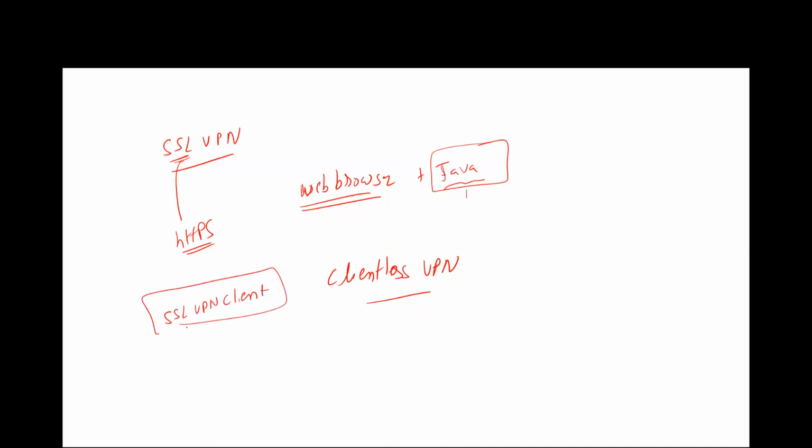They started giving you SSL VPN client, which contains the web browser component as well as the Java, because your web browser on the PC is not supporting Java directly. So now they have given you a new software which has both the browser component and also the Java component. So using this SSL VPN client, now you will be able to use the SSL VPN for communication.